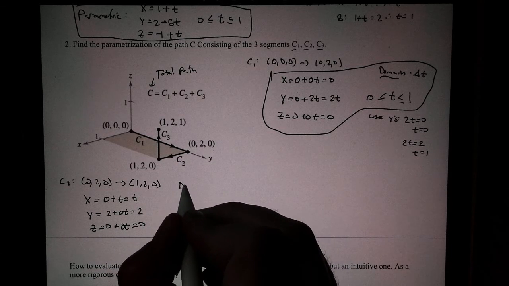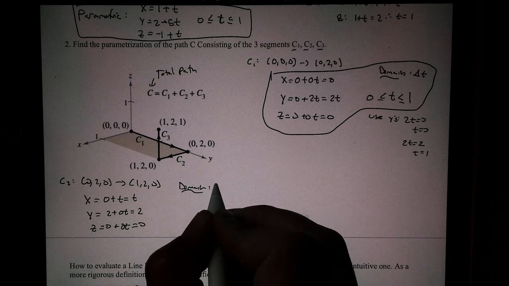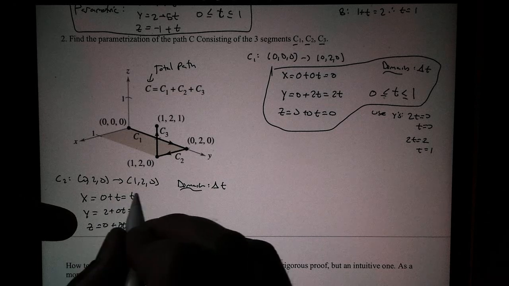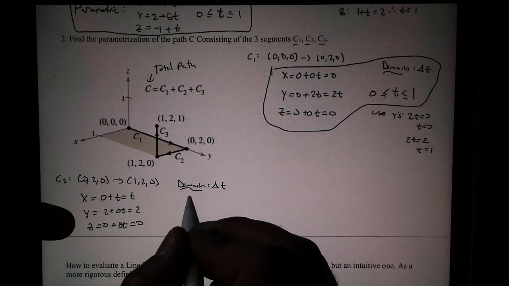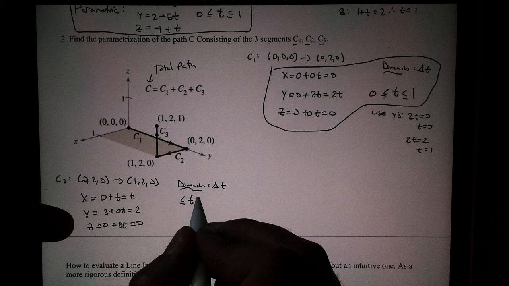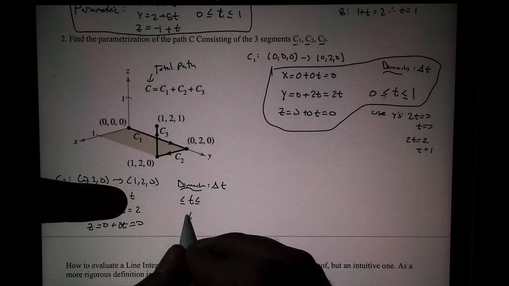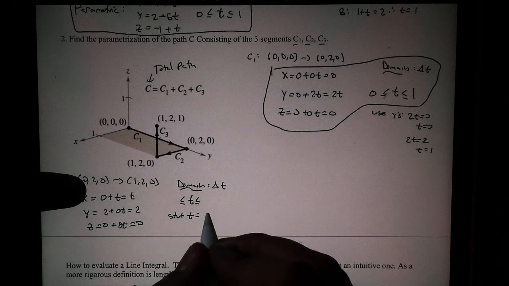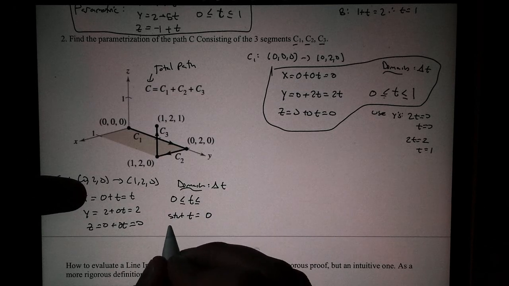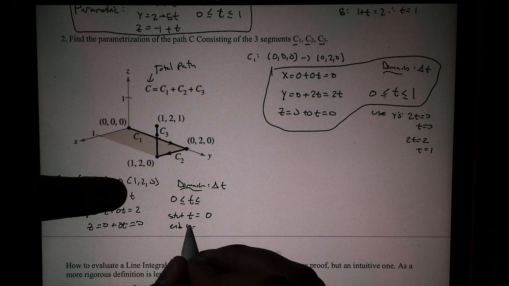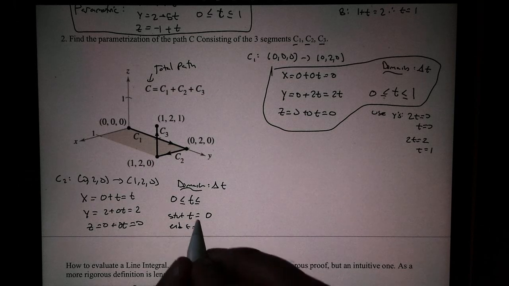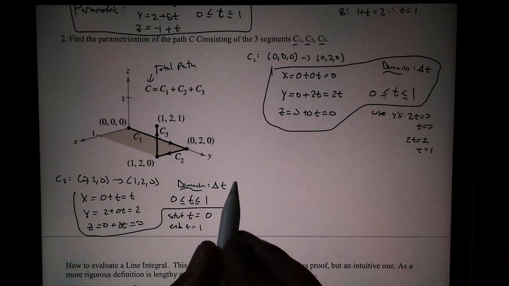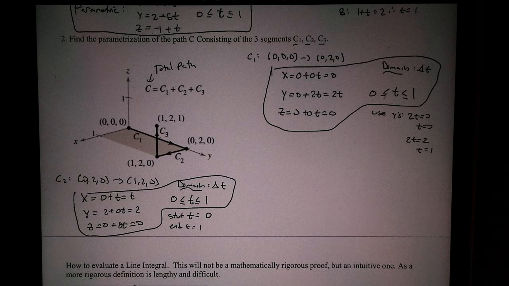So let's go ahead and get our domain here, and that's my change in t. Again, the only one really changing is x at this point, so I'm going to use my x's. My t starts at, this is easy this time, t is just starting at 0. And where does t end? It ends at 1. So this goes from 0 to 1. And here is, again, our parametric equation.